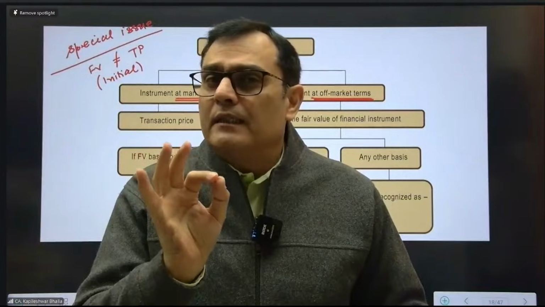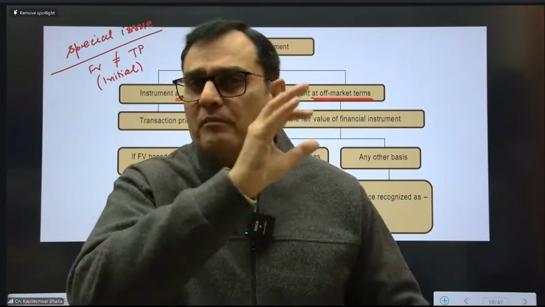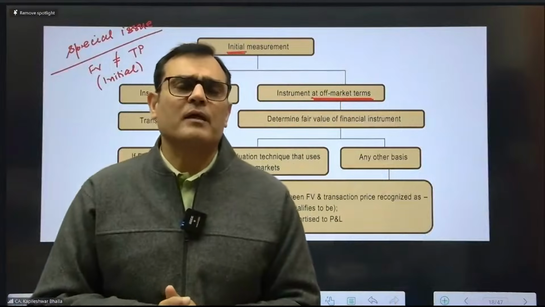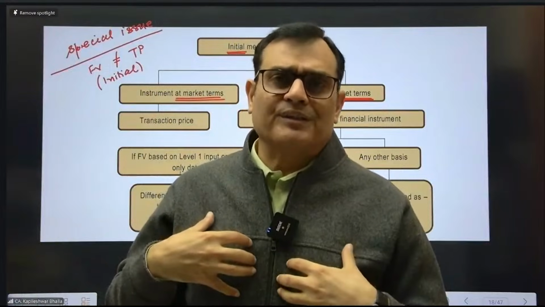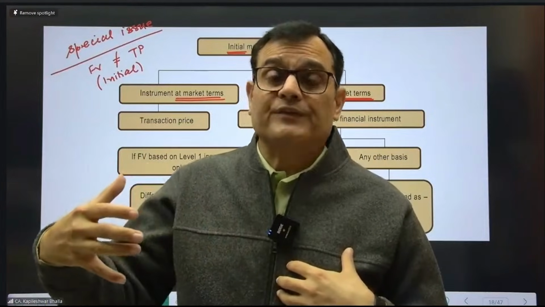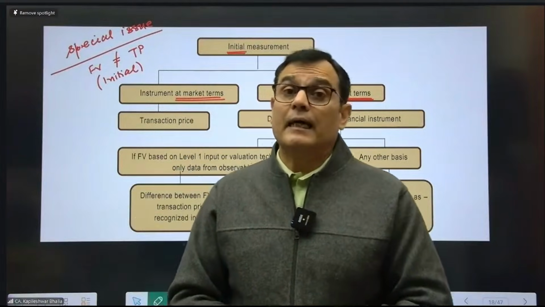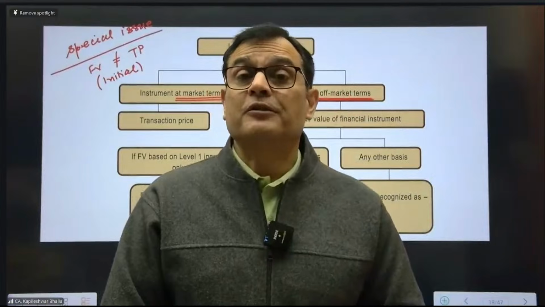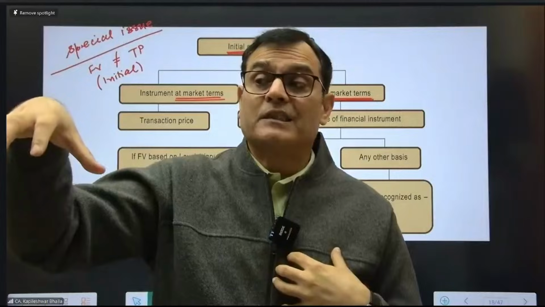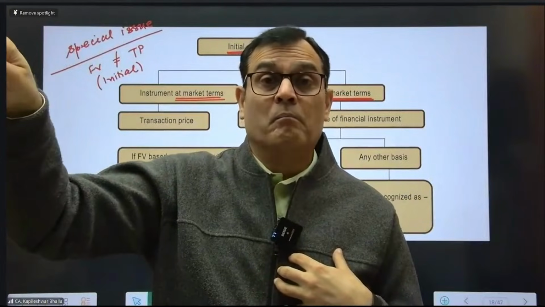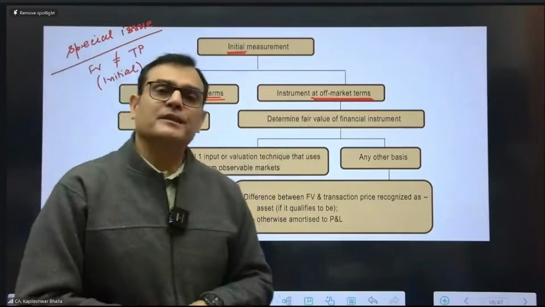There will be a difference between the fair value and the transaction price only if the transaction is at off-market terms. So what do you mean by off-market terms? I'll give you a very simple example. Let's say I'm an employer and I gave a loan to my employees. I said the market rate of interest is 10%, but you are my employees, so I'm going to give you a concessional loan and charge interest at the rate of 6%. So I charge interest as an employer at 6% as compared to the market rate of interest, which is 10%. And that's what is called an off-market transaction.